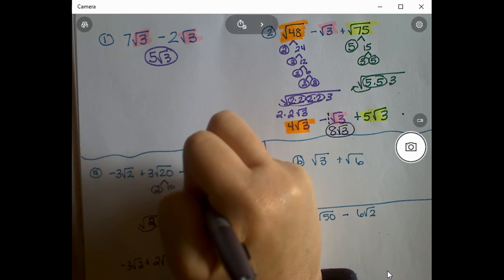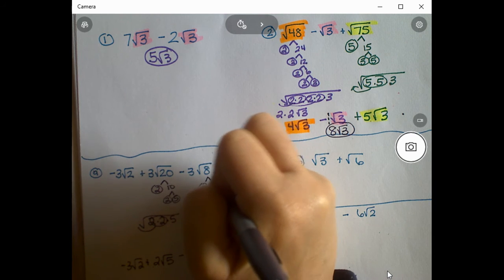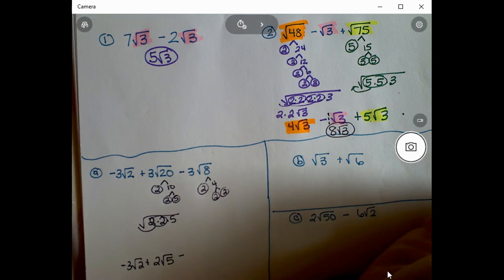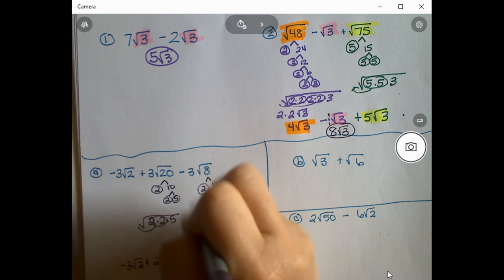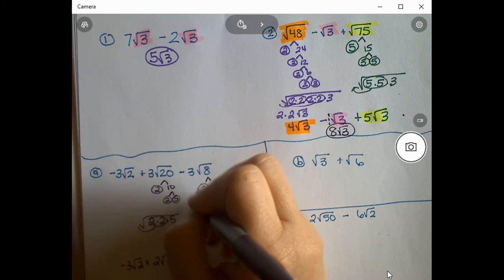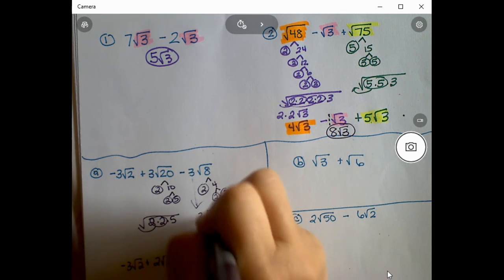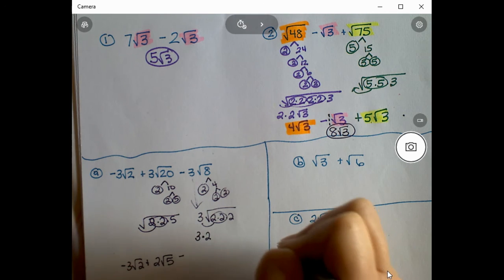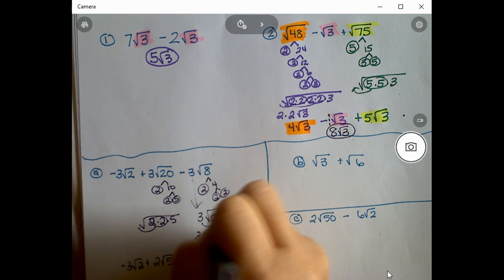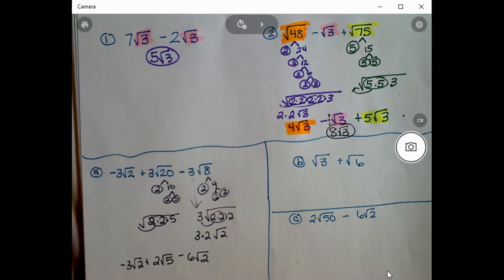So 8 is 2 times 4, 2 times 2. We're going to rewrite 2 times 2 times 2. And we already had that 3 out front, you see. A group of 2 goes out. So we have 3 from here times that group of 2 with a 2 left under the radical. So we have 6 root 2.